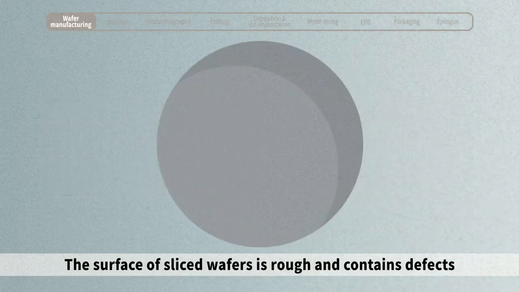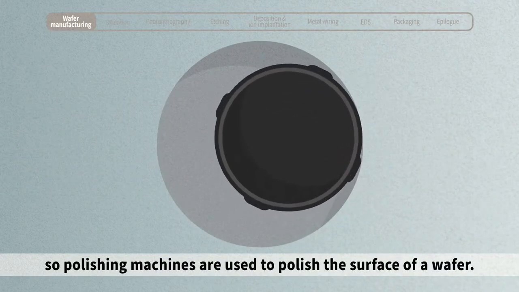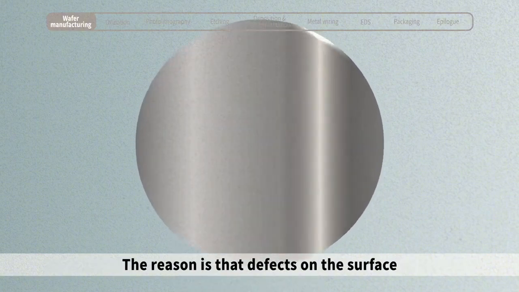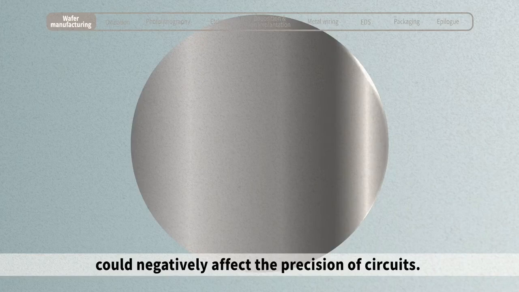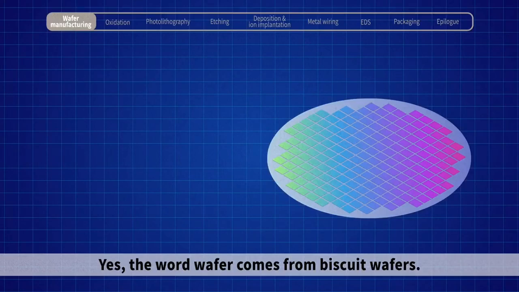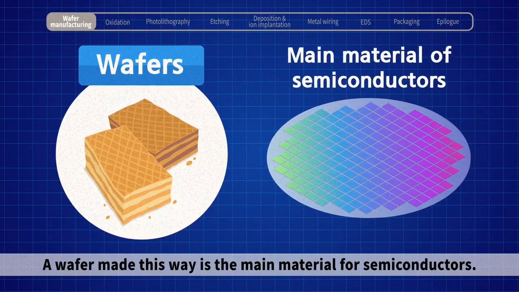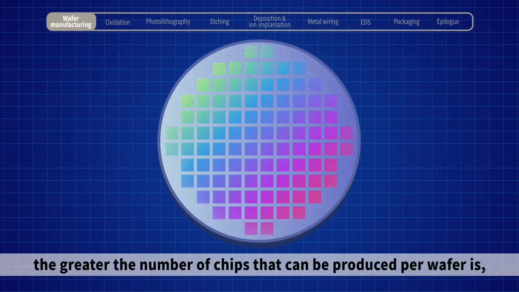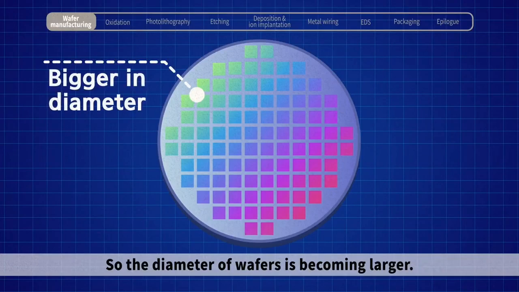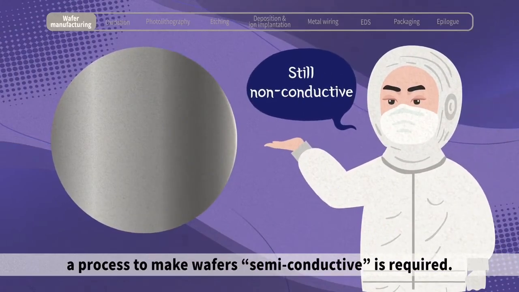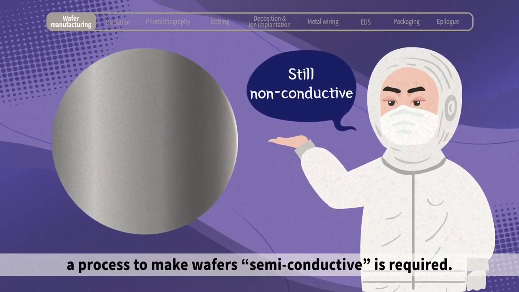The surface of sliced wafers is rough and contains defects, so polishing machines are used to polish the surface of the wafer. The reason is that defects on the surface could negatively affect the precision of circuits. If you look at a photo of wafers, you can see a grid pattern on the surface. Yes, the word wafer comes from biscuit wafers. A wafer made this way is the main material for semiconductors. Because the larger the diameter is, the greater the number of chips that can be produced per wafer is, the diameter of wafers is becoming larger. Because the resultant thin disc-shaped wafer is not conductive yet, a process to make wafers semiconductive is required.